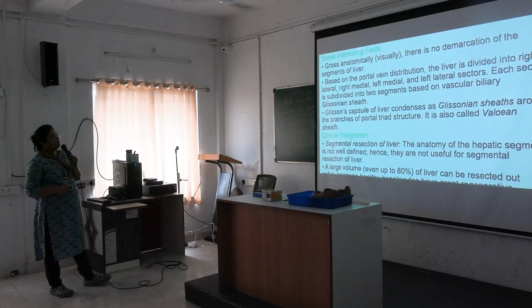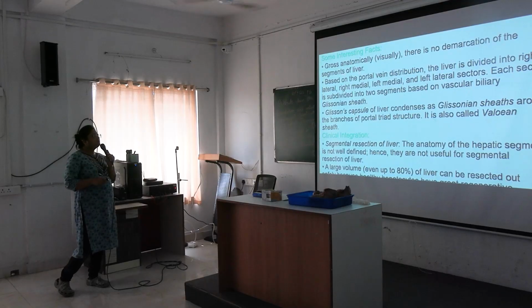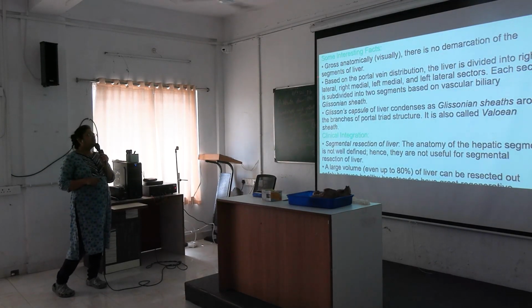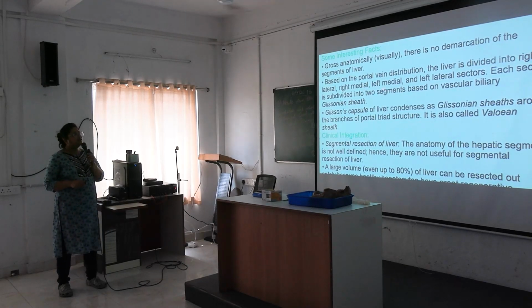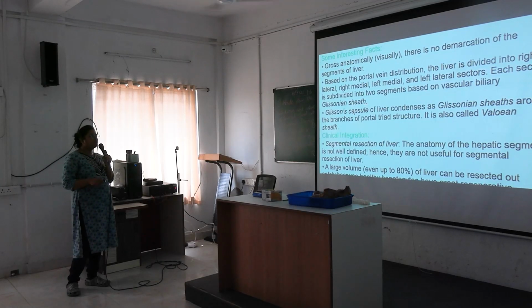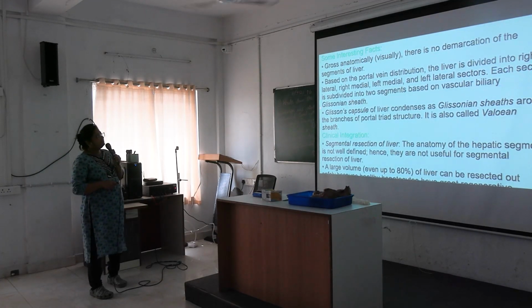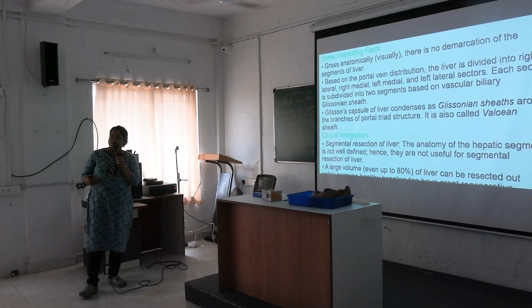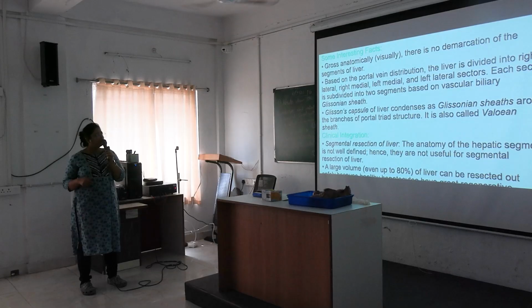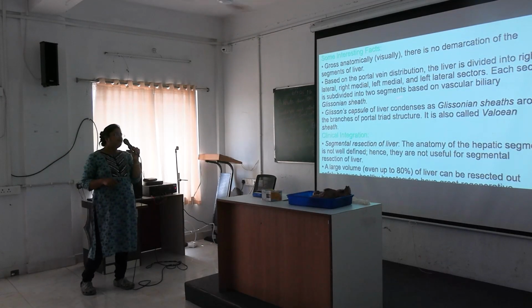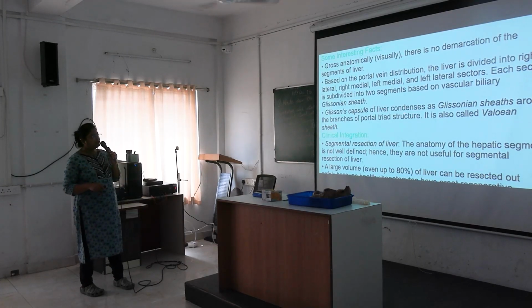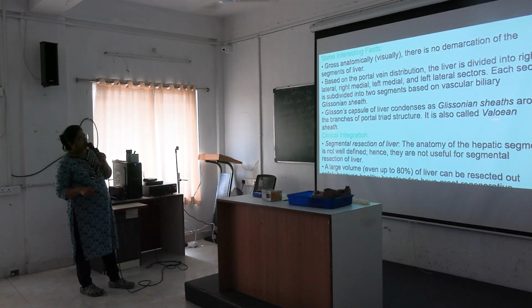So gross anatomically or visually, there is no demarcation of segments of the liver. Based on portal vein distribution, the liver is divided into right lateral, right medial, and left lateral sectors, and each sector is subdivided into 2 segments based on the vascular biliary Glissonian sheath. The liver is covered by a shiny capsule known as Glisson's capsule. Glisson's capsule condenses as Glissonian sheaths around the branches of the portal triad.